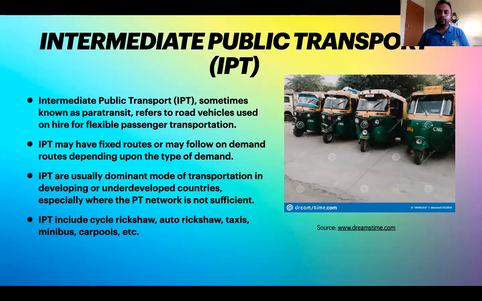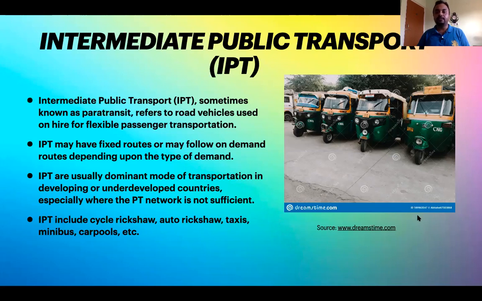So next, we will discuss intermediate public transport, which is also known as paratransit. In many smaller cities, we do not have metro rails. It is not required to construct metro rail because the population is less. The number of people traveling from one place to another is less. And also, in many places we do not have a huge city bus network. There is a very small number of city buses, maybe one or two buses run in the morning and one or two buses run in the evening.